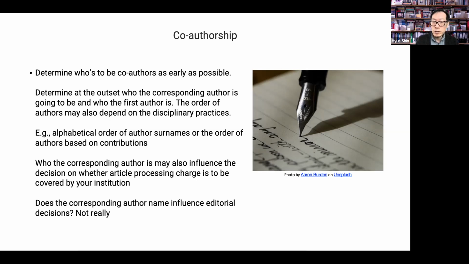Does the author name or the corresponding author influence editorial decisions? Some colleagues, especially early career colleagues, sometimes ask me, is it important to have as corresponding author your supervisor or a very influential person in the field, and whether that increases the chance of having the paper accepted? My own understanding, practice, and also my own position as an editor basically say it doesn't. It really is important to have a paper of high quality for the paper to be accepted, not the names of authors.